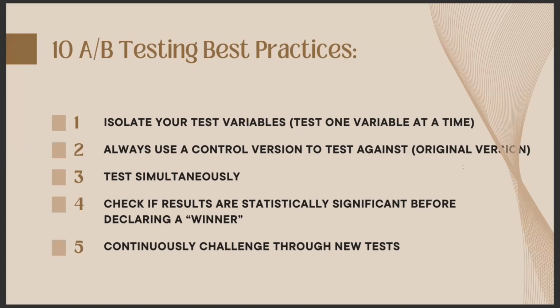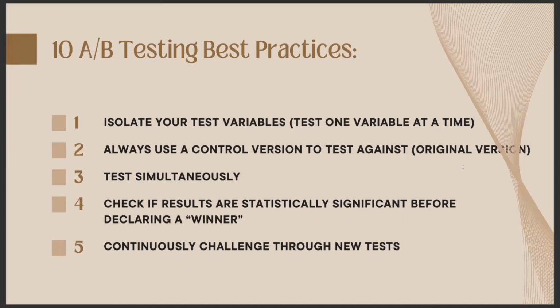And then second, always use the control version to test against. This is the original version. This will provide you with a reliable baseline to compare your results with. And then the next one, test simultaneously. Timing is everything, especially when it comes to e-commerce. In order to account for any seasonality changes in your customers' behavior or changes to your product catalog, it is best to run your tests in parallel with one another.